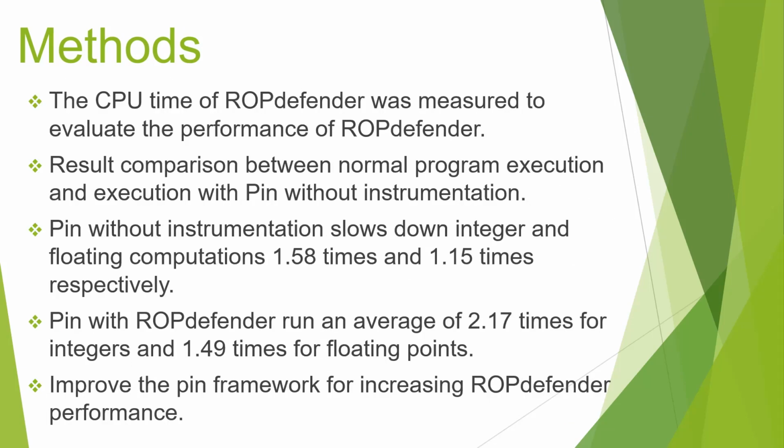In addition, the CPU time of ROP Defender was measured to evaluate its performance. Result comparison was made between normal program execution and execution with Pin without instrumentation. Pin without instrumentation slows down integer and floating point computation by 1.58 times and by 1.15 times respectively. Pin with ROP Defender runs an average of 2.17 times slower for integers and 1.4 times slower for floating points.